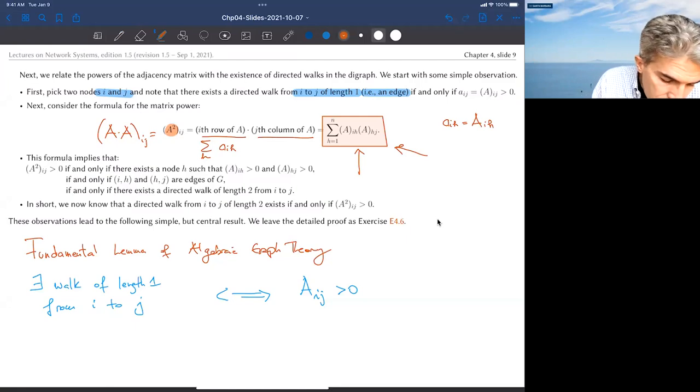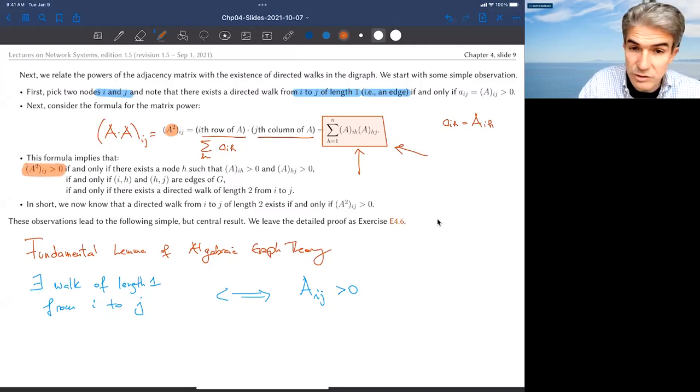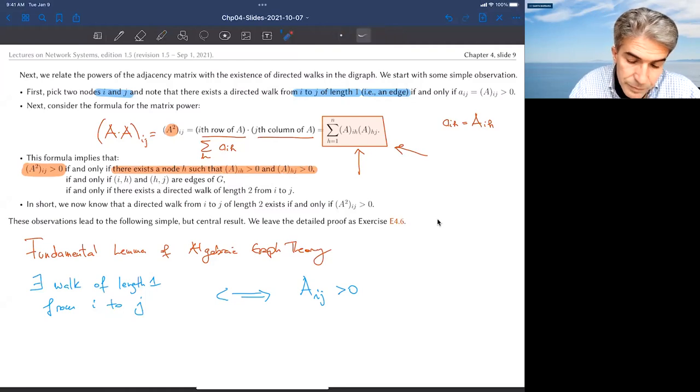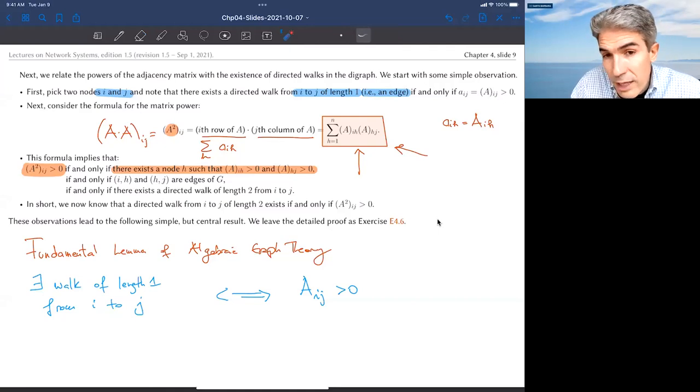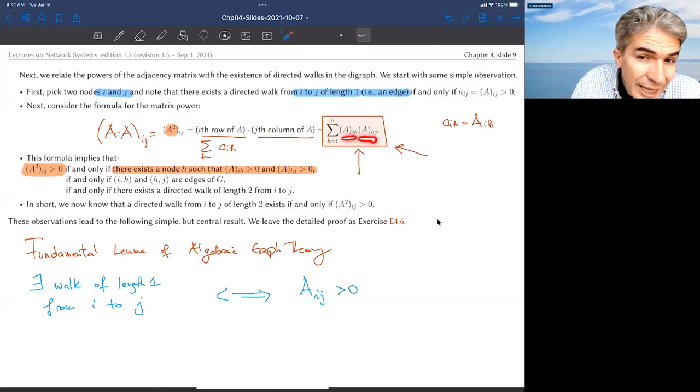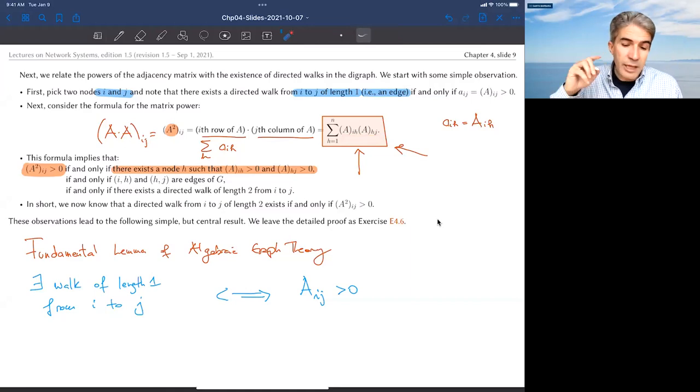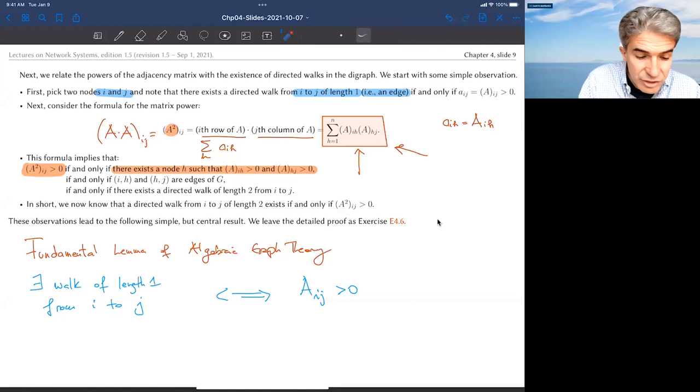Now, look at that formula that I have emphasized here and realize that there are many ways of reading it. First of all, I am interested in when it is true that (A squared)_ij is positive. When does that happen? That happens if and only if there exists at least one node H such that both A_ih and A_hj are positive. Why is that true? Because this summation is a summation of non-negative numbers, so it suffices that any one of them be positive for the sum to be positive. In fact, it's an if and only if. So what does it mean for one entry to be positive? It's the product of two non-negative numbers, and both of them need to be positive for the same H. If A_i1 and A_2j are positive, they don't get multiplied together, so it doesn't matter. You need the same H. Okay, so that's a very simple algebraic property.